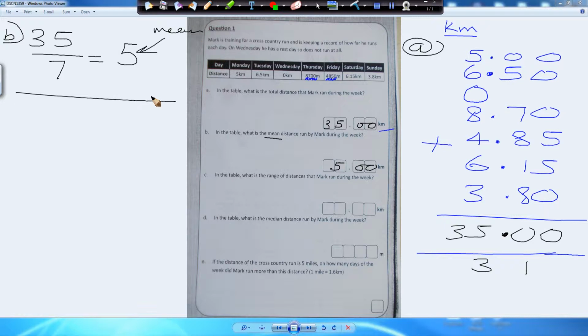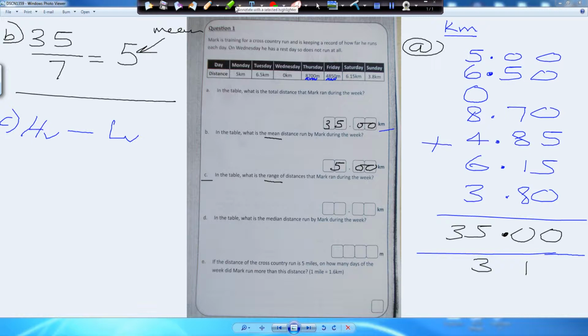Next question, C. In the table, what is the range? This is the question that Huzaifa, you kind of tripped up on a bit. Range of distances, right? How do we work out the range? The highest value minus the lowest value. What is the highest value in the table? If you look over here in the values, the highest kilometer is what?